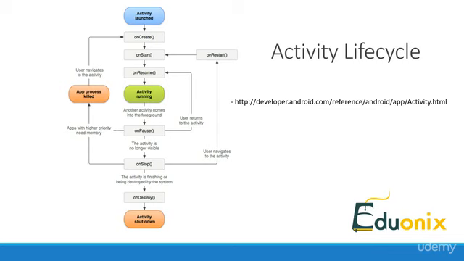We then pass to the onStart callback. The onStart callback is called just before the activity becomes visible to the user, followed by onResume if the activity comes to the foreground, or onStop if it becomes hidden.